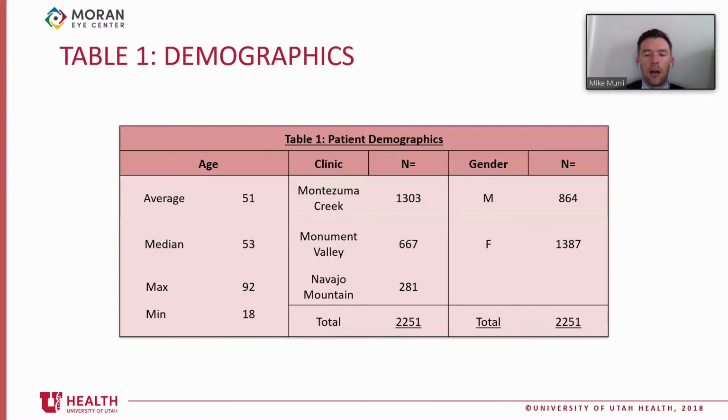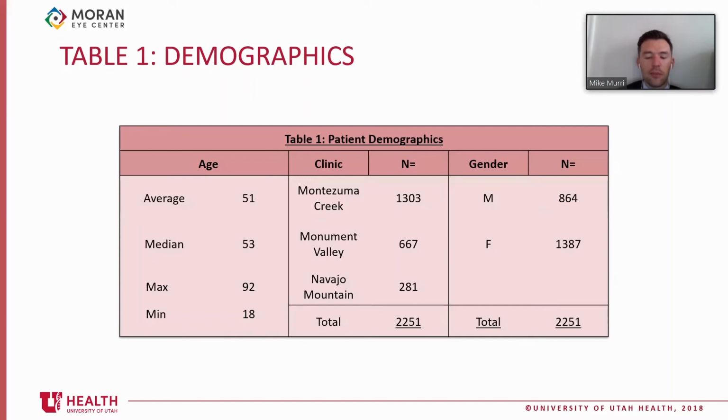So our study analyzed a bunch of different patients. We screened out about 300 patients, so a total of maybe about 2,200 patients. This was the demographics. A maximum age of 92. I remember that patient. She was very, very cute and nice, and a female predominance in the clinic. And then you can see from the different sites, Montezuma Creek, Monument Valley, and Navajo Mountain. Navajo Mountain is a more remote area, harder to get to.